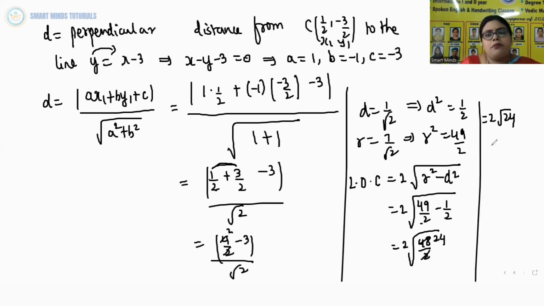But 24 can be further simplified. It can be written as 4 into 6. But we know root 4 is 2. So 2 comes out, remaining root 6 will be inside. So that is 4 root 6 units. Why are we writing units? Because it is a length. It is a dimension. So it is measured in units. Length is always measured in units.